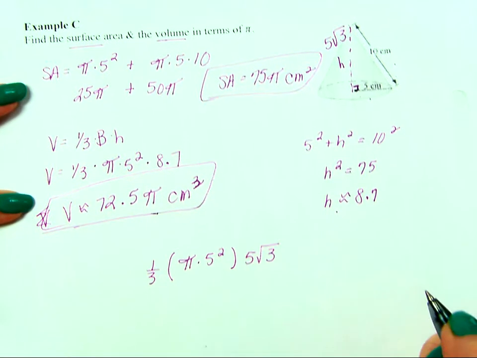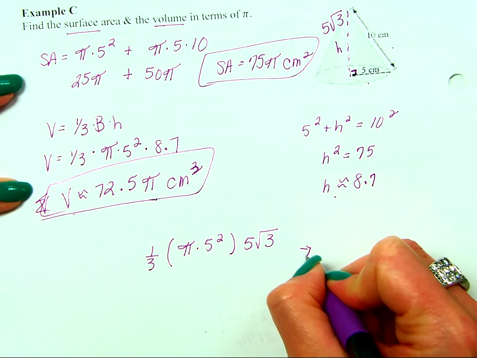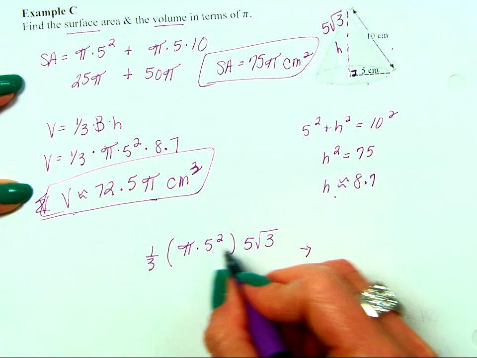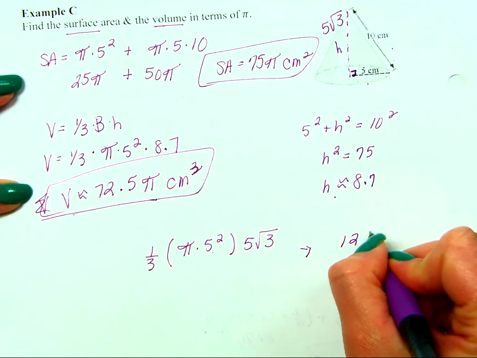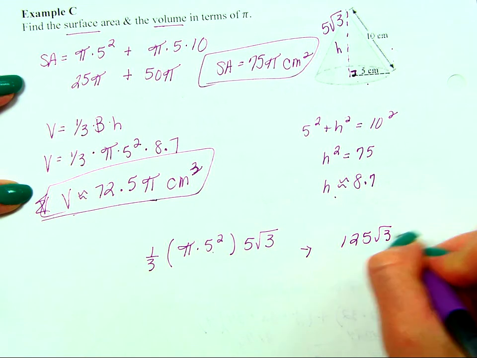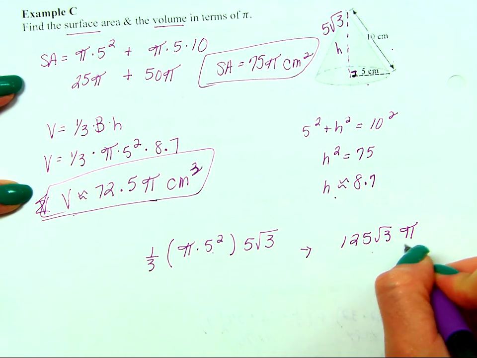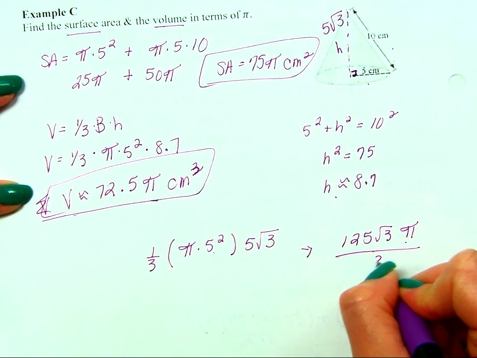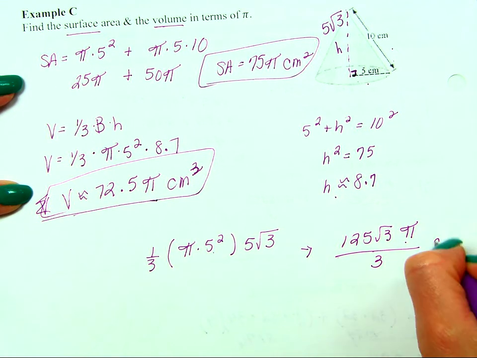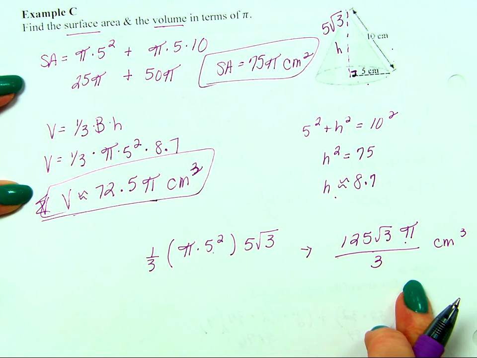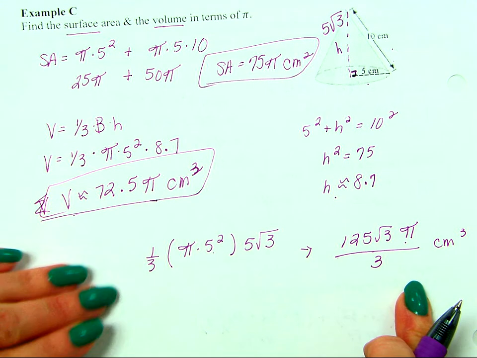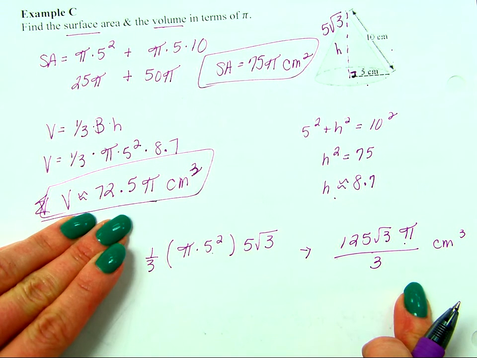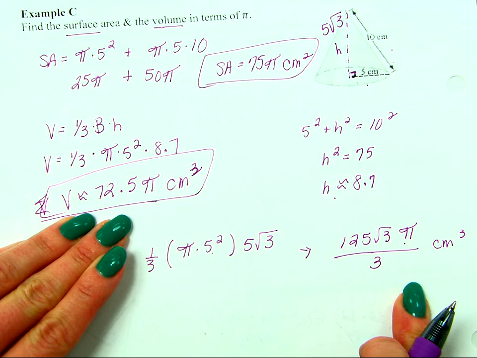And you would probably see that simplified to look something like this. 25 times 5 root 3. We'd have 125 root 3 pi, and they'd probably put that all over 3 cubic centimeters. So this probably is what our exact answer would look like. This was more of our approximation. And I would take either one. It's fine with me.